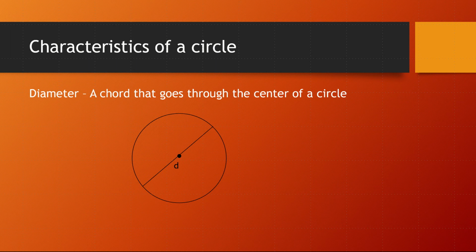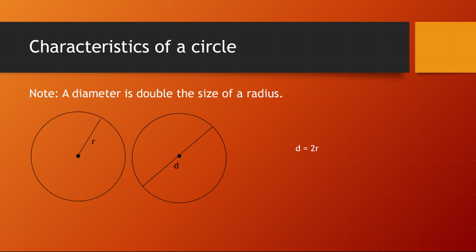Then we have a diameter, and that's a chord that goes through the center of a circle. That's going to be your diameter right there. Please note that the diameter is double the size of a radius. So in this case, D is equal to 2 times r.